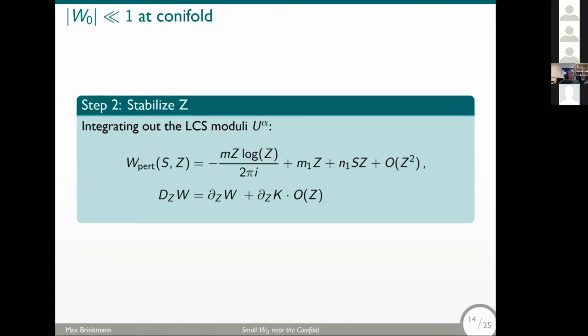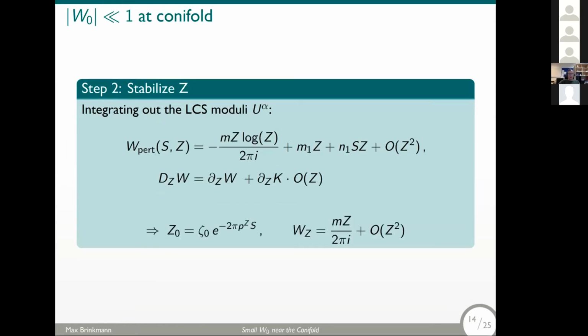In the second step, we want to integrate out the moduli. In general, the superpotential takes this form, and as we see, since we stabilized everything with z equals 0 to vanishing superpotential, the effective superpotential is of order z, and the Kähler derivative will then be in leading order just the normal derivative of W. This can be easily minimized, and this is what we find. So z, the conifold modulus, is exponential in the axiodilaton, and the superpotential in this step is actually of order z.